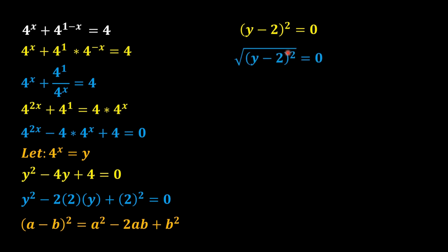Now we should take the square root on both sides of the equation, and as a result 0 will come out of the root the same, but the square and the root will cancel out together. As a result y minus 2 will come out of the root. Now in the next step this minus 2 will go to the other side of the equation. As a result we get y is equal to 2.